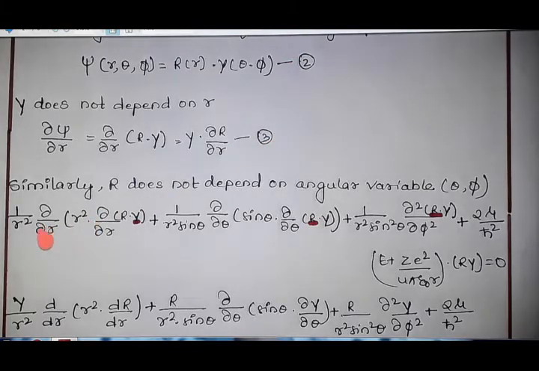from equation number 1, we get 1 divided by r square, partial differential with respect to r of r square into partial differential of R with respect to r, plus 1 divided by r square sine theta into partial differential with respect to theta of sine theta into partial differential with respect to theta of R into Y, plus 1 divided by r square sine square theta into second partial differential of R into Y with respect to phi square, plus 2 mu divided by h bar square into E plus Z e square divided by 4 pi epsilon naught r into R Y equals 0.